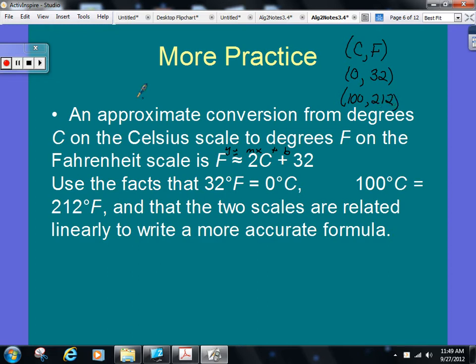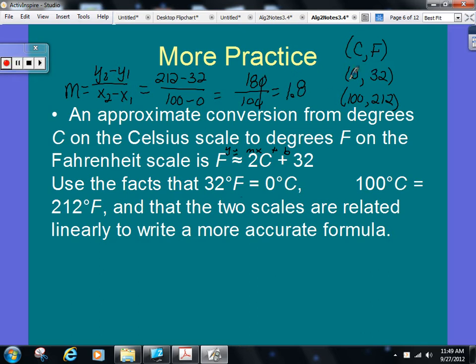I can now do what we did before. I have 2 points. I do need the slope, so I'll go ahead and use my y2 minus y1 over x2 minus x1. Some of you might think this is overkill that I'm writing this formula every time. 212 minus 32 all over 100 minus 0. That works out nice. So that's 100. 212 minus 32 is 180 over 100. Drop your zeros. 18 over 10, that's 1.8. So my slope is 1.8.